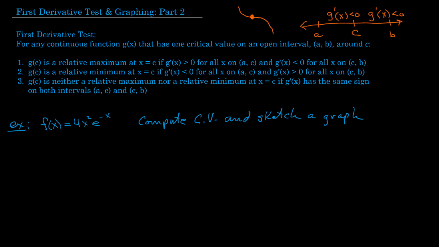So as we go through each function that we're going to practice locating critical values on and then graphing, we're going to need to keep in mind that we're always going to use this first derivative test. And there are three possibilities. It could be a relative maximum, it could be a relative minimum, or it could be neither a maximum nor a minimum. It could just be a location where it levels out.